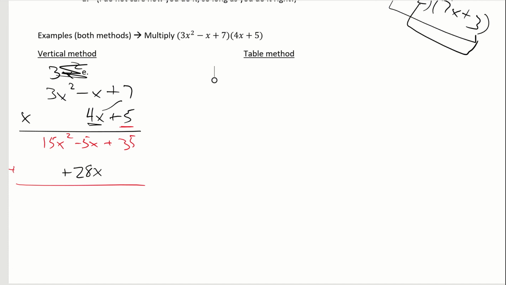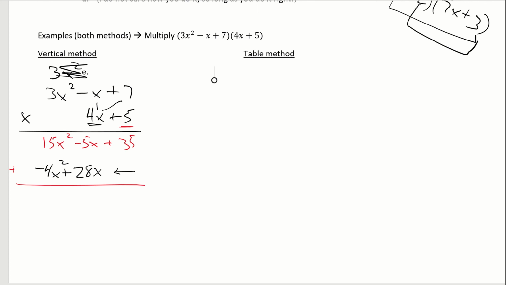See how tricky this is? Then I'm going to go 4x times minus x is minus 4x squared. I put it here. We indent this way; I was taught to indent when I did long multiplication with numbers anyway, so that's not too strange.